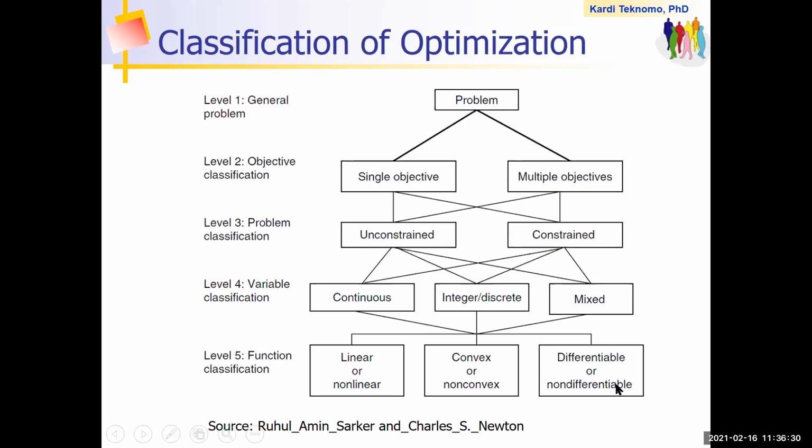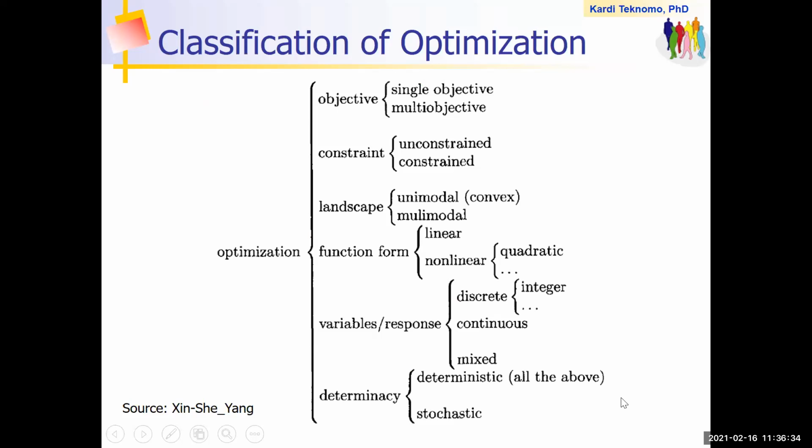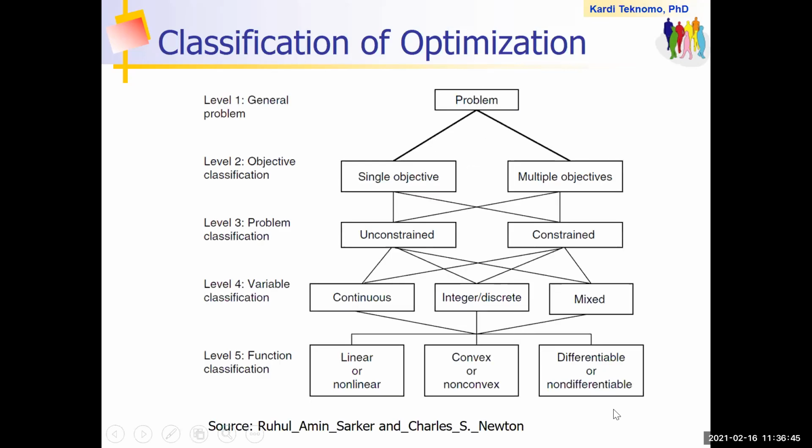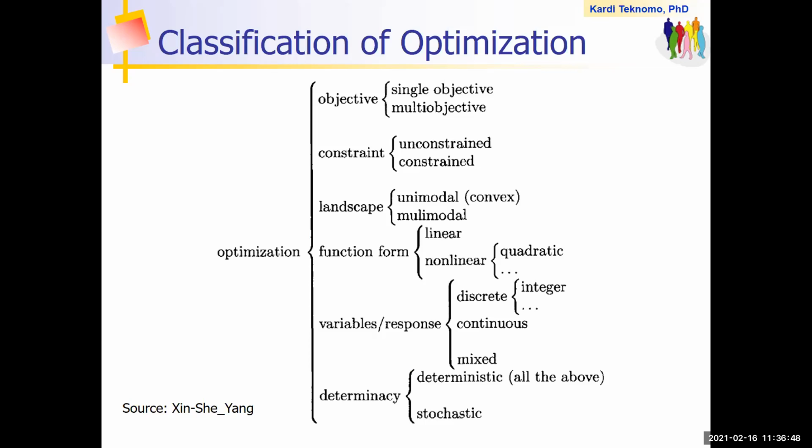Optimization itself, this is the same thing, but now we have a different way of looking at it. Whether single objective or multi-objective, whether unconstrained or constrained, whether it is unimodal or convex or multimodal, and so on. If you look at this, what you will learn in this course is only a very small part of optimization. We will not deal with everything here, but at least I want to touch certain parts of this.